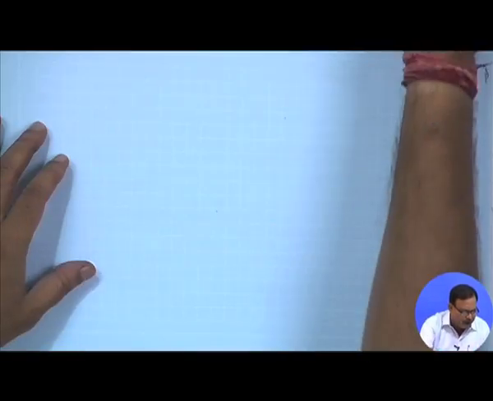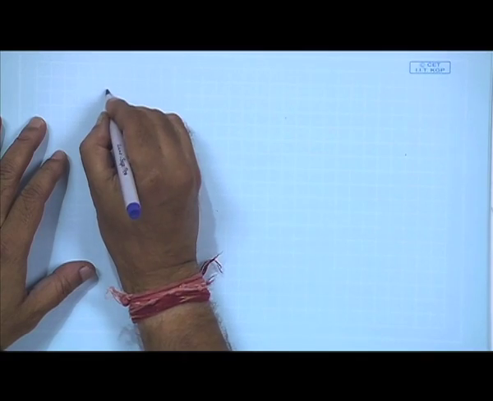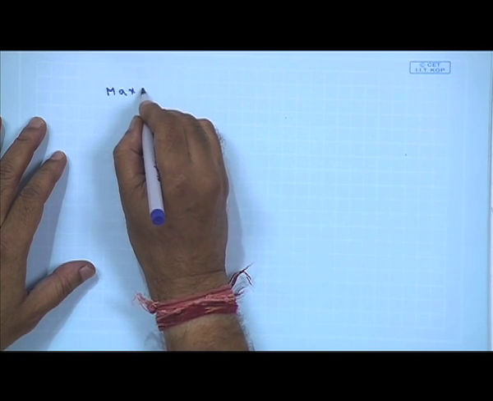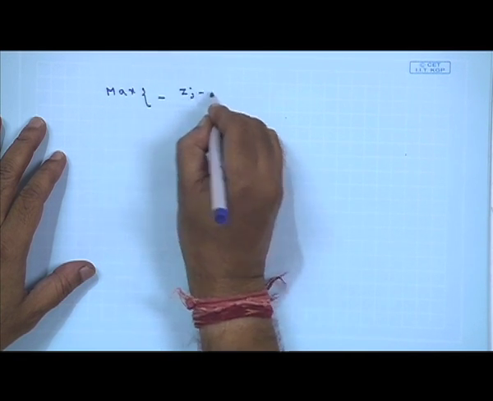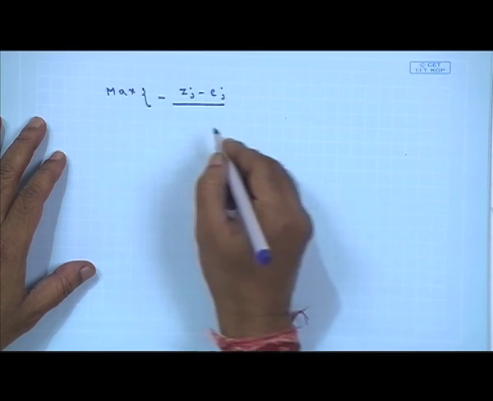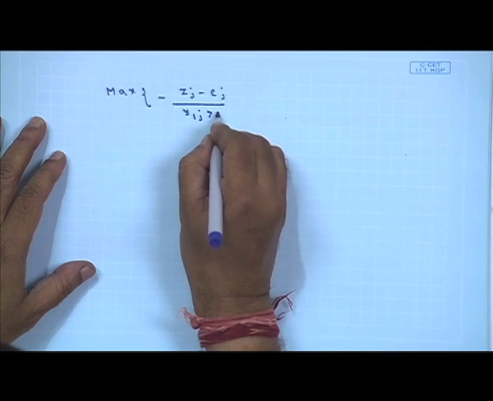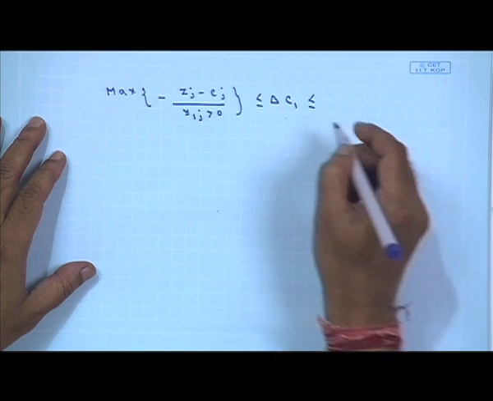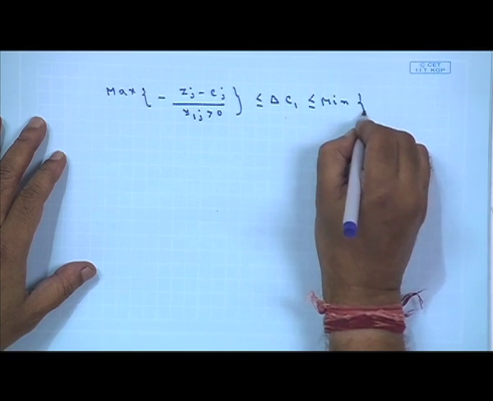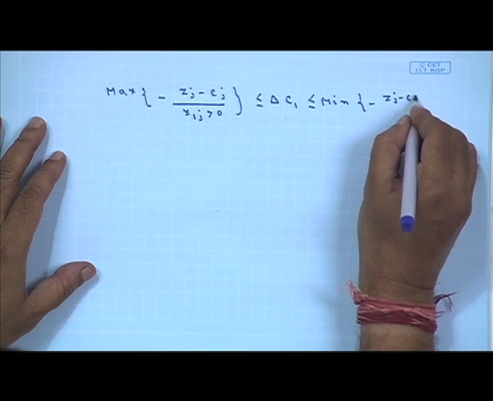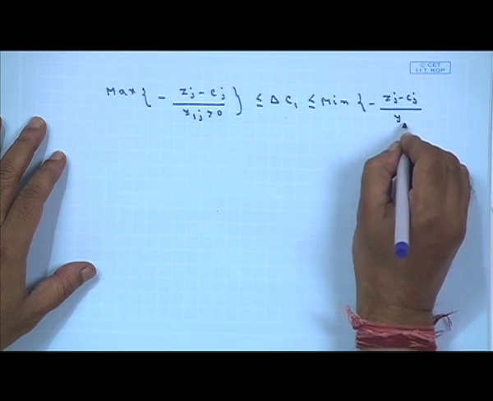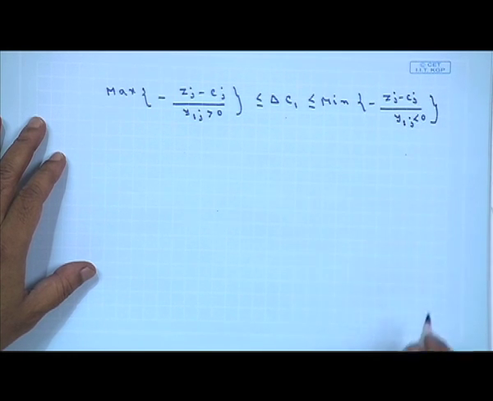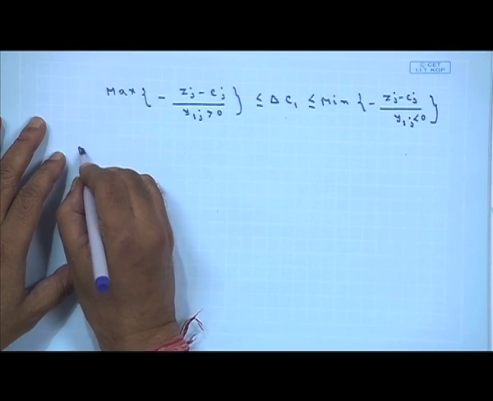Range of delta C1, if you remember, this is from the earlier lecture, we have already told: maximum of minus (zj minus cj) by y1j, where y1j is greater than 0, less than or equal to delta C1, less than or equal to minimum of minus (zj minus cj) divided by y1j, where y1j is less than 0. So, what are these values?